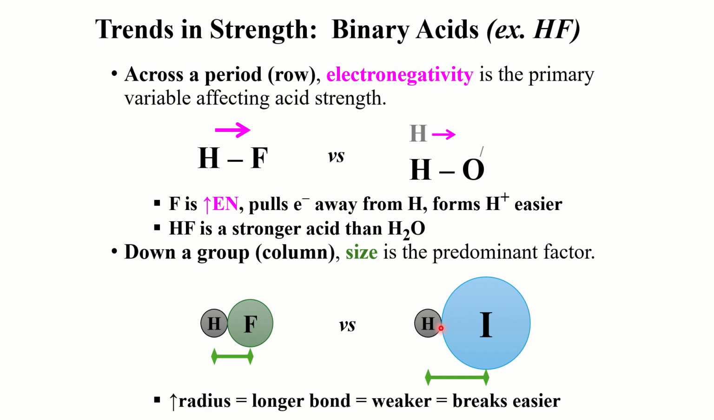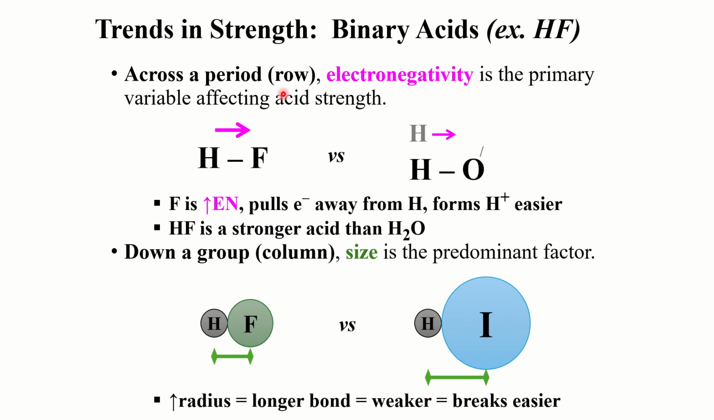Iodine is much further down the periodic table. Iodine is therefore a much bigger atom. Because iodine is much bigger, the HI bond is much longer than the HF bond. Because the bond is longer, this bond is weaker. It breaks more easily. The H+ is therefore donated more easily, which makes HI the stronger acid.